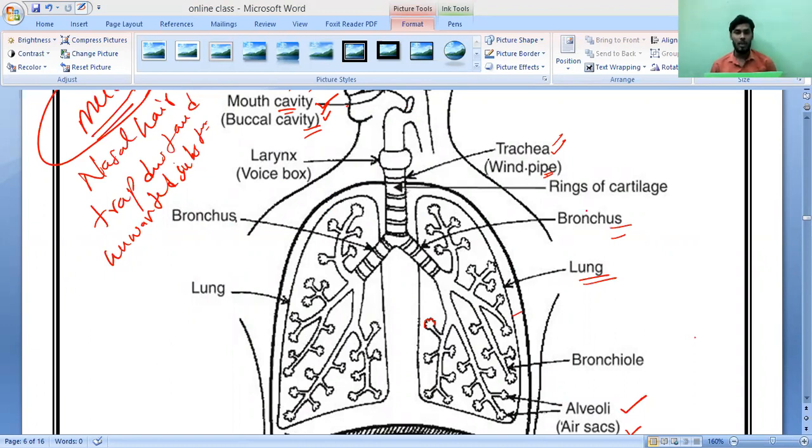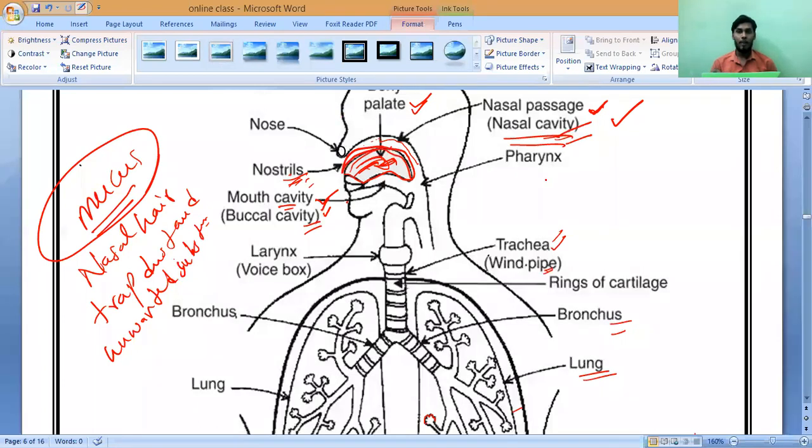Pharynx, P-H-A-R-Y-N-X. In the picture you may observe the part present here, the pharynx, which is between what? The windpipe and what? The nasal passage. The trachea is a tube which we call the windpipe. So the air coming from the nostrils during breathing passes through the trachea only. But between the mouth and the windpipe, we have a body part called the pharynx.